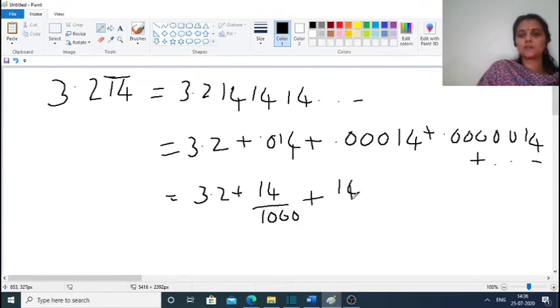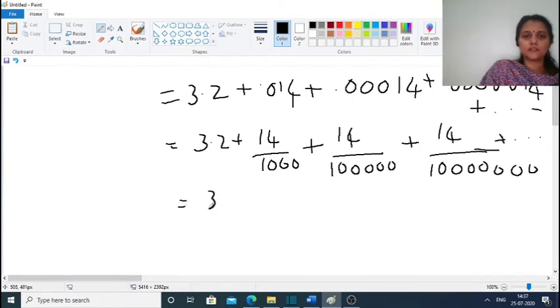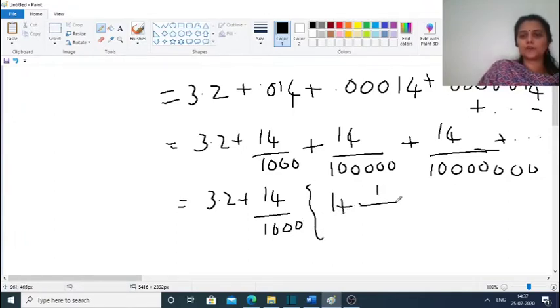That is 3.2 plus 14 by 1000 plus 14 by 2 more zeros plus 14 by 7 zeros, plus etc. That is, we can take this as 3.2 plus 14 by 1000 into 1 plus 1 by 100 plus 1 by 100 square plus etc.